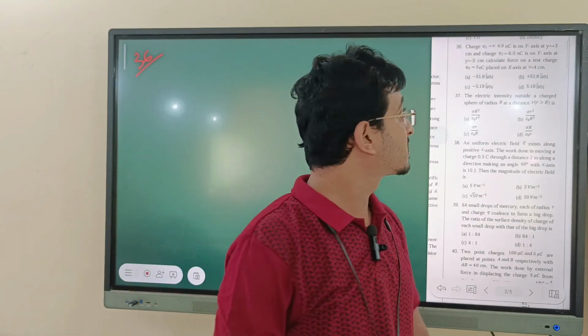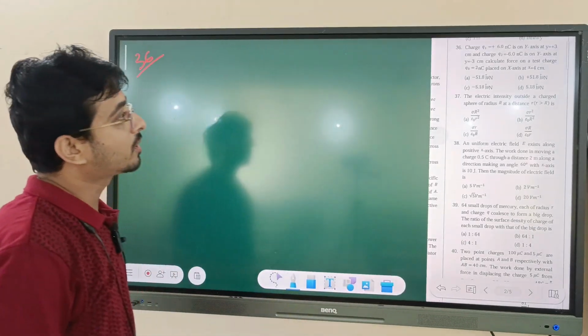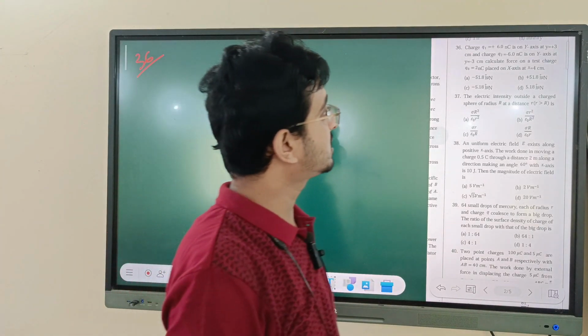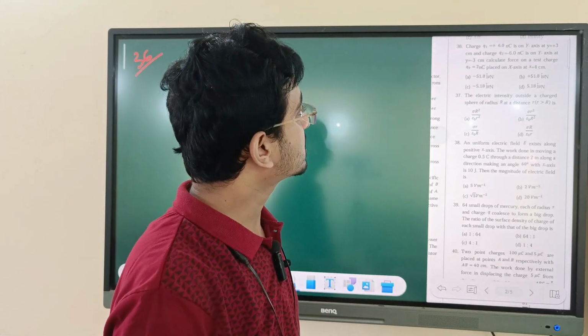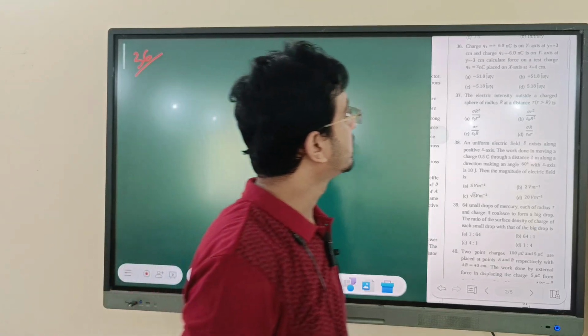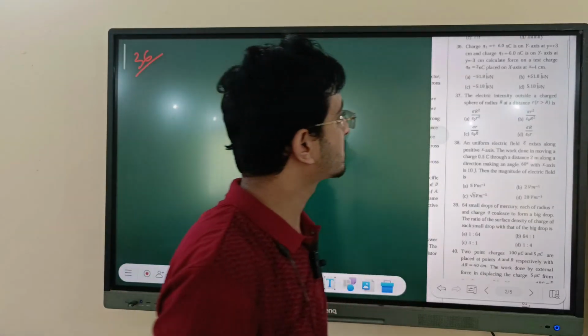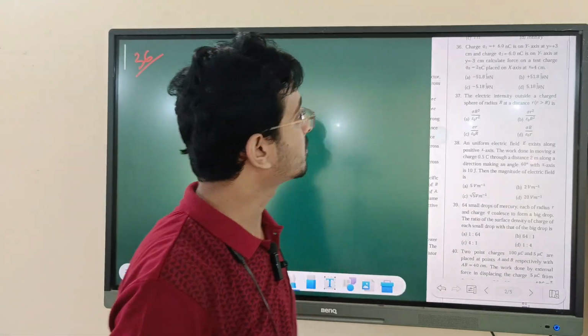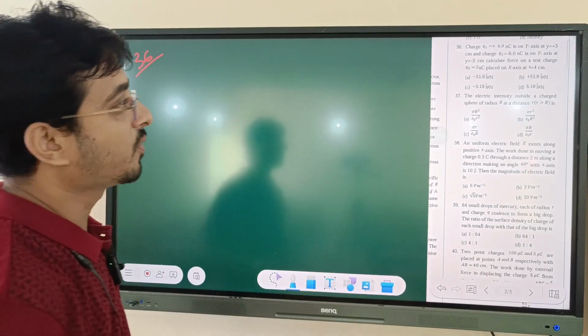Here it is given charge Q1 is equal to plus 6 nanocoulomb on the y-axis at y equal to plus 3 centimeter, and charge Q2 equal to minus 6 nanocoulomb is on the y-axis at y equal to minus 3 centimeter. Calculate the force on a test charge Q0, equal to 2 nanocoulomb, placed on the x-axis at 4 centimeter.